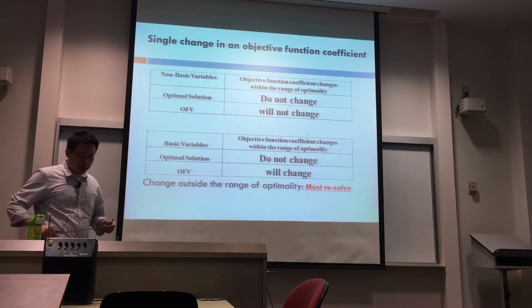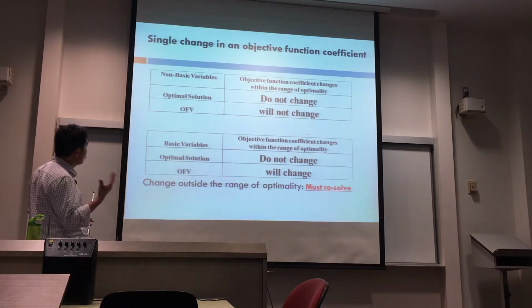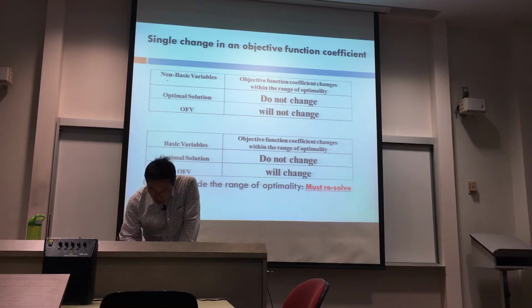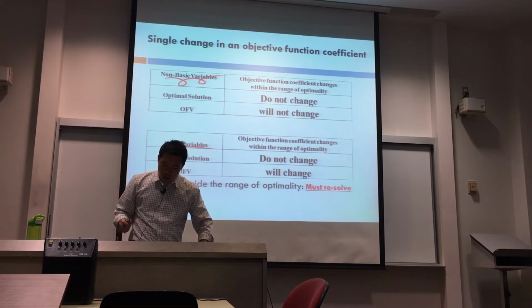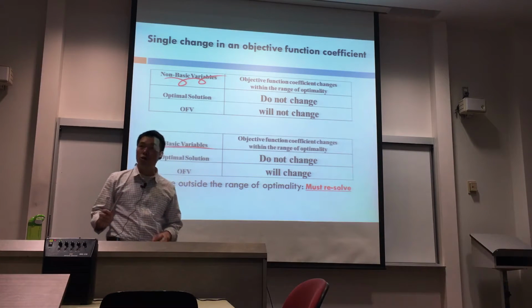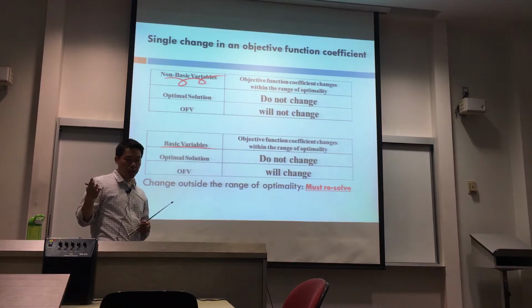Okay, if we want to summarize things, then we can say that to see a change in the objective function coefficient depends on whether the variable is basic or non-basic. If it's non-basic, then within the range of optimality, the optimal solution will not change, and the OFV will not change.